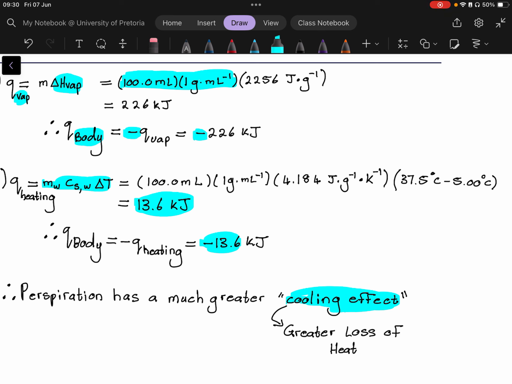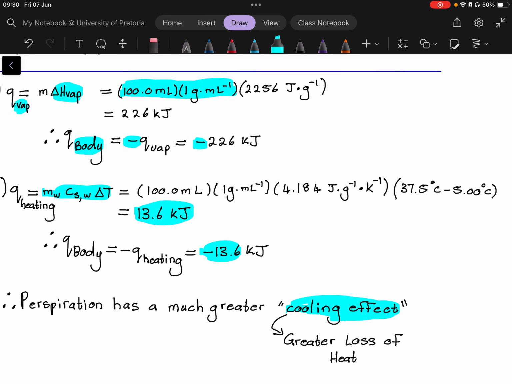It's a reminder of how to think about evaporation versus heating. When heating a substance, it remains in the same phase, so we use its mass and its specific heat capacity. Whereas with a phase change, we just use its mass and its enthalpy of vaporization, or heat of vaporization, so to speak. So that's the idea of this question, and it gives us a way of quickly comparing the two. And of course, you need to remember that whatever happens to the water, the opposite happens to the body. So if the water absorbed that heat, the body needed to give off that heat.